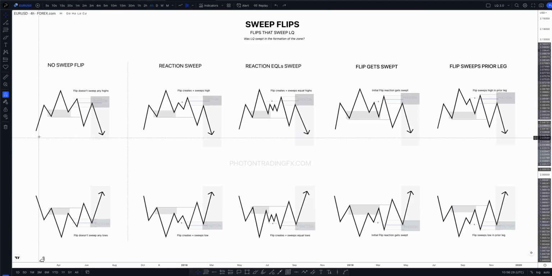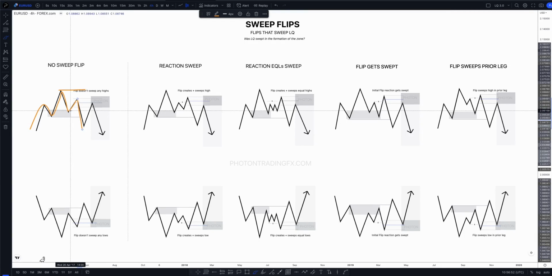So if demand is going to be able to do its job, what should happen? Price should come into the demand zone and it should react. The reaction is key. Obviously price reacts in this instance. And if demand is going to do its job, it should move price to make a higher high and break structure. But as we can see, it doesn't break the high. It doesn't form a higher high, and then price moves to the downside.